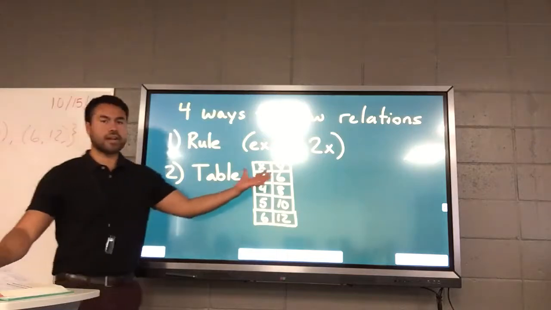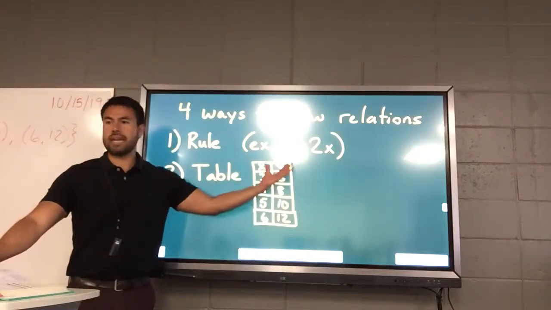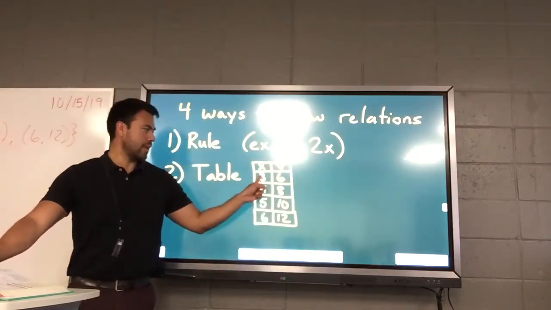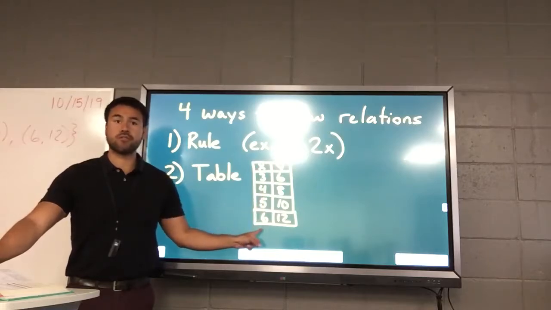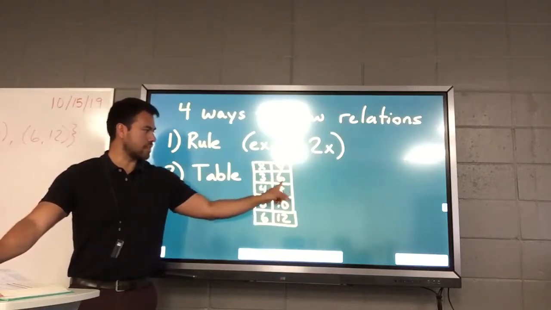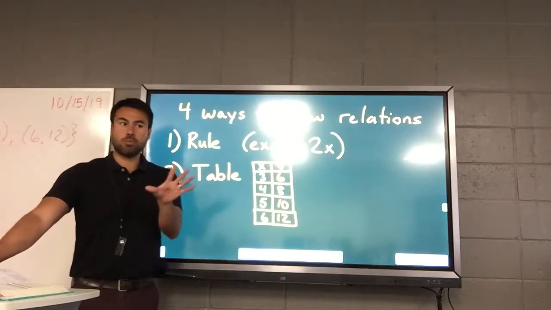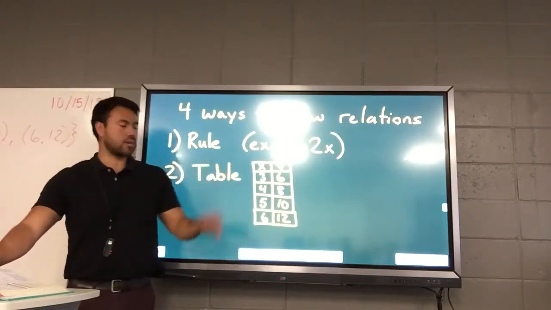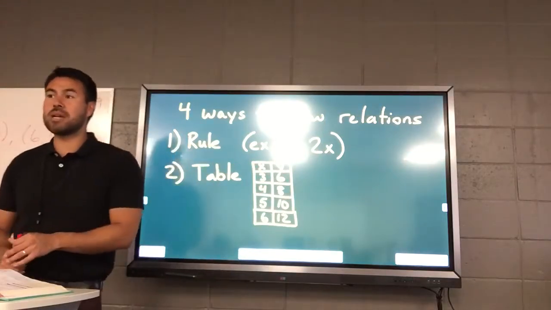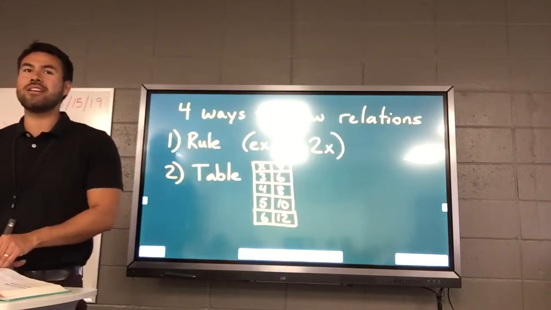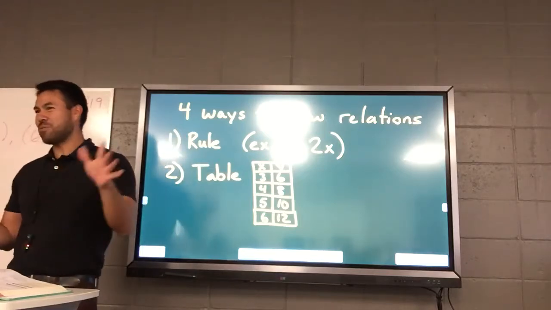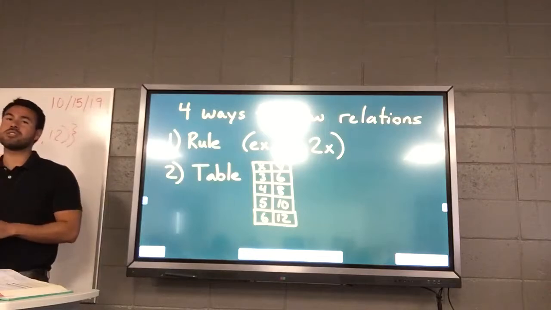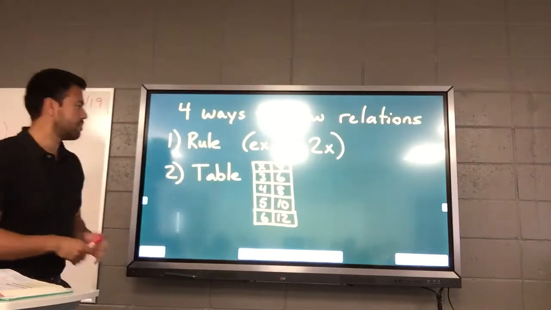Okay, looking at this right here, guys, what's your domain? 3, 4, 5, and 6, the first column. What's your range? 6, 8, 10, 12. Can you pull out the domain and range from that? Hopefully you can. By the way, do you remember what I said about domain and range? It has to be written from, anyone remember this? Smallest to greatest, or least to greatest, yep.